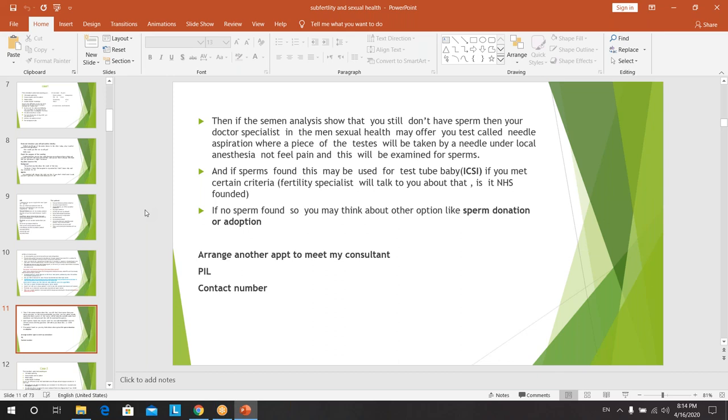Just in general, if the male patient needs examination, internal examination, do you think that you will refer to a urologist to examine?